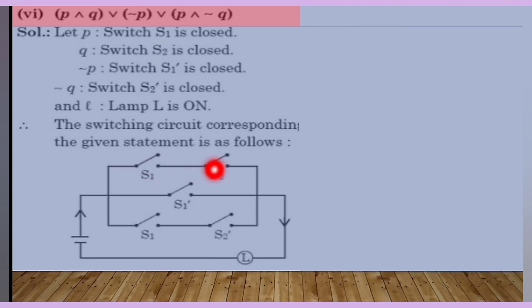S1 and S2, P and Q parallel with negation P, again parallel with P and negation Q. This is the diagram. Next question.